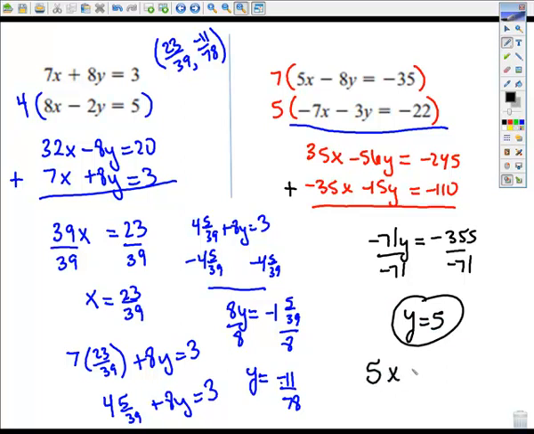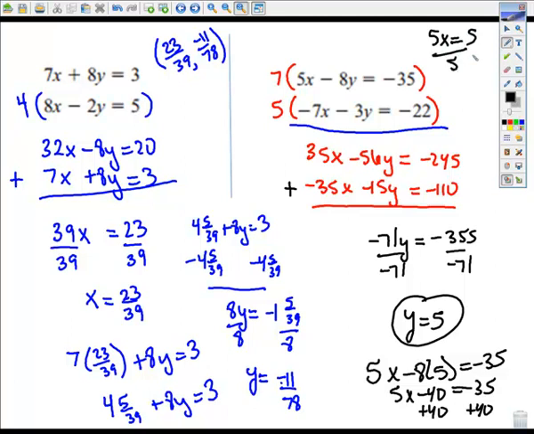So I'll substitute in the top. 5x minus 8 times 5 equals negative 35. 5x minus 40 equals negative 35. Add the 40. I'll put it up here. I get 5x equals 5. Divide by 5 and x equals 1. So my answer is (1, 5).